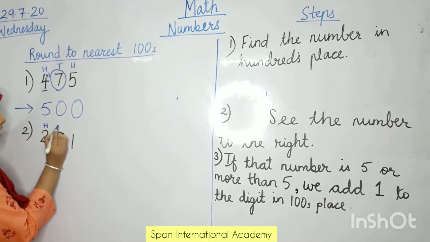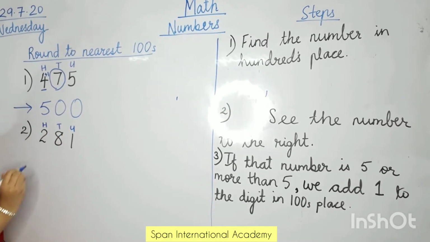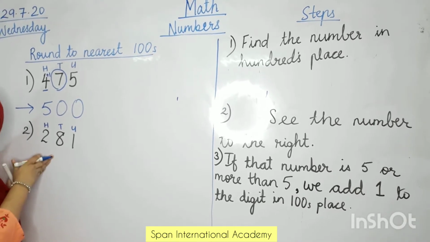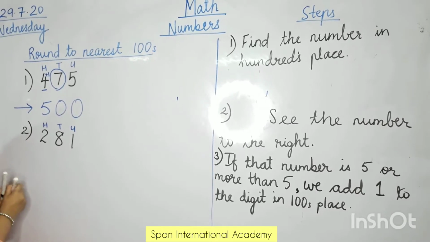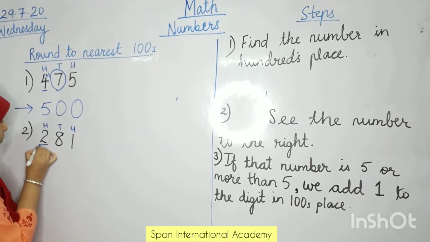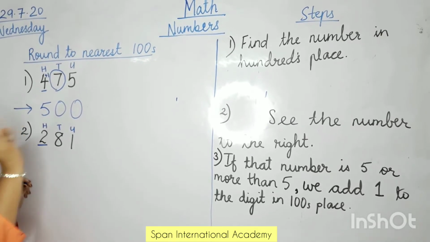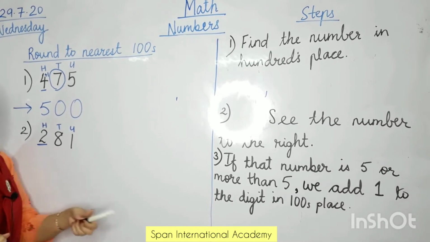We have hundreds, tens and units. The number in hundreds place. Which number is in hundreds place? It is number 2. So now we have the number in the hundreds place. Our first step is complete.